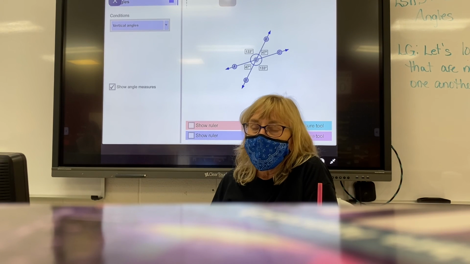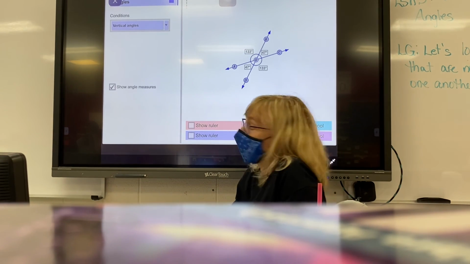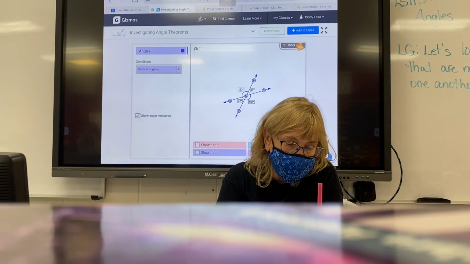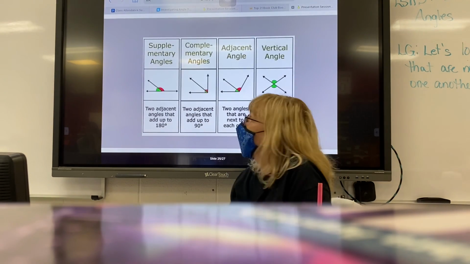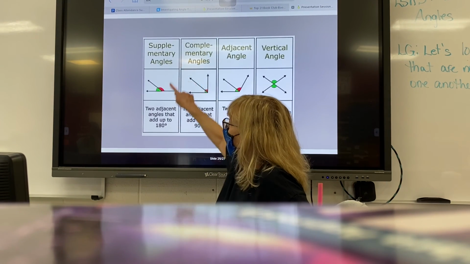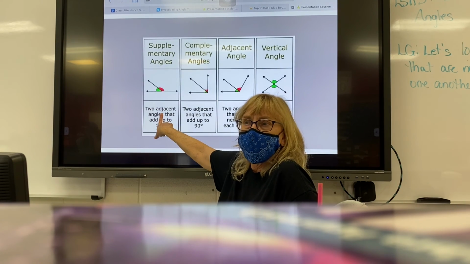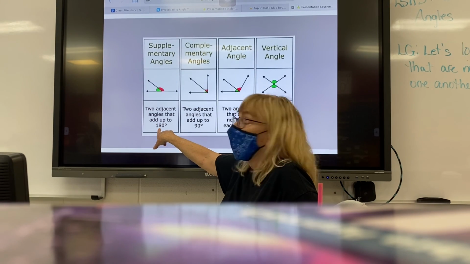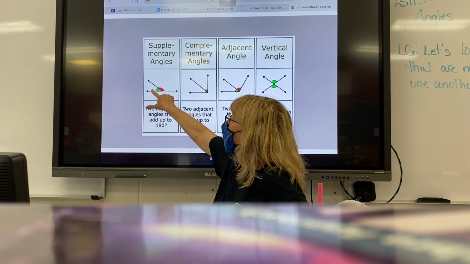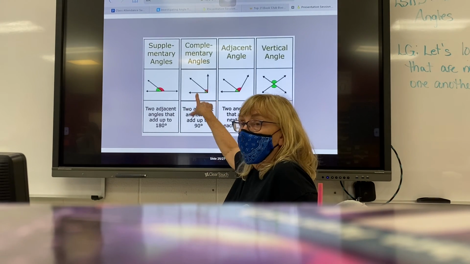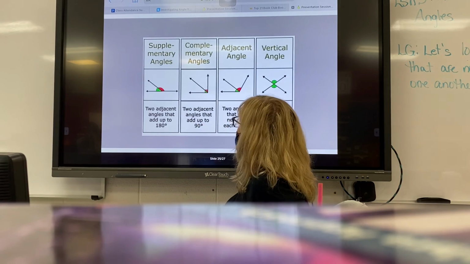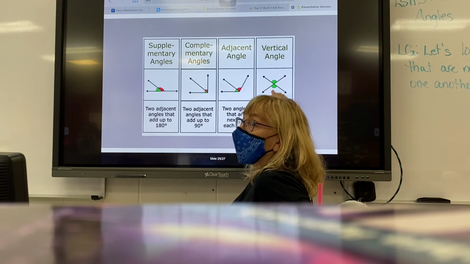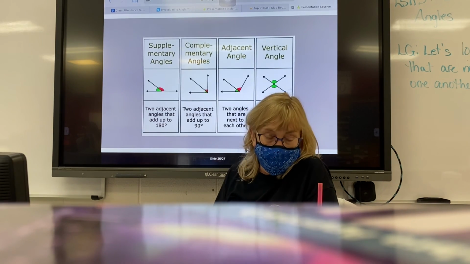Good. All right, I found this online. Thought this was kind of interesting, something to summarize a little bit with. Supplementary angles, do they have to be adjacent though? No, we discovered today they don't have to be, but they add up to 180. These are supplementary. These are complementary, two angles that equal 90. These are adjacent angles. These are vertical angles and they are congruent.